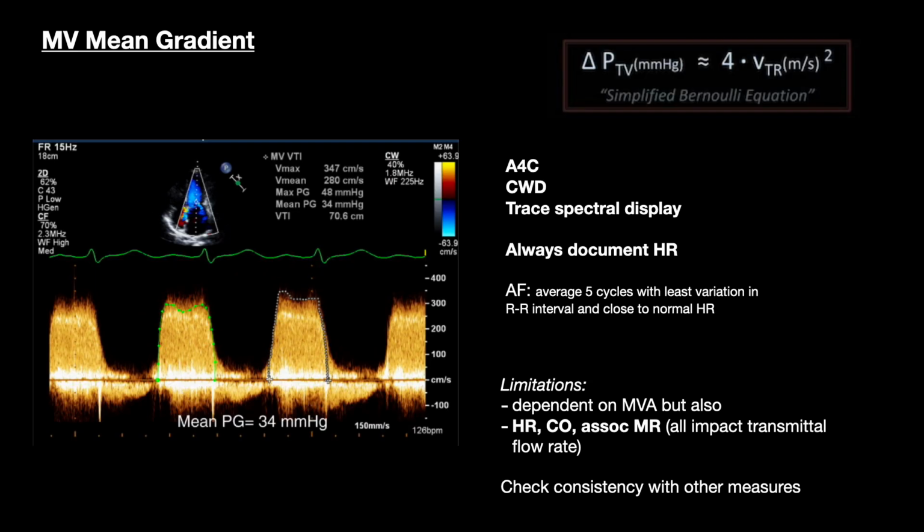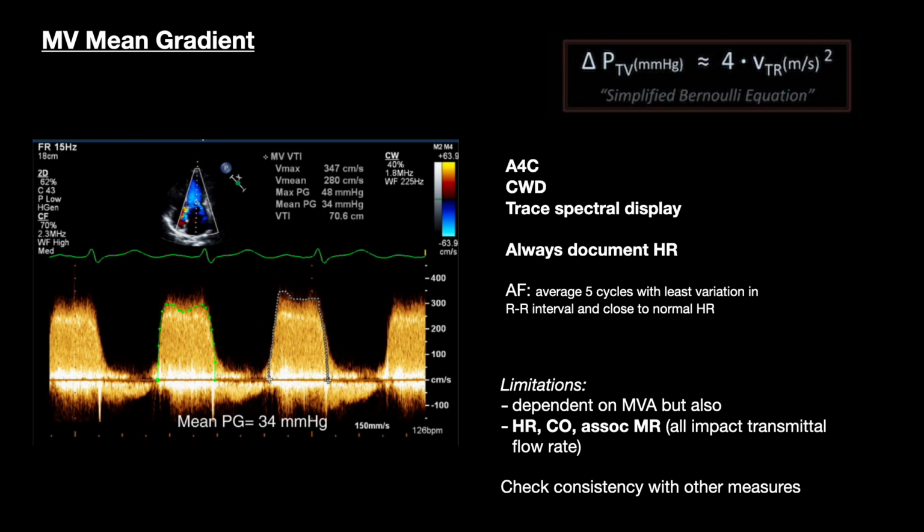All right, moving on to mean gradient, which is the other main contributor to the grading of severity. So continuous wave Doppler is the preferred method to ensure that we're actually capturing maximal velocities and recording them. You need to line up the continuous wave Doppler as well as you can in the direction of the blood flow, and then velocity is converted to pressure using the modified or simplified Bernoulli equation.